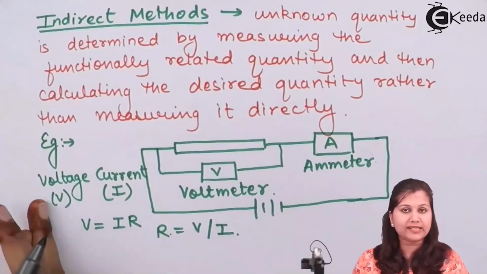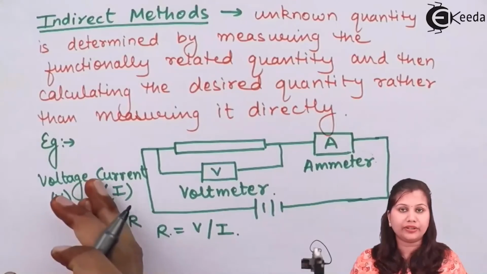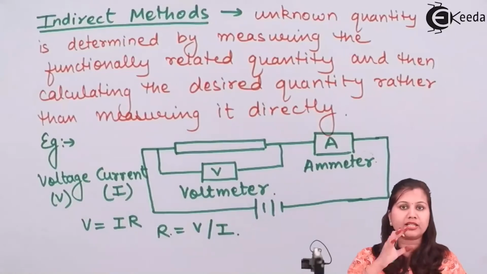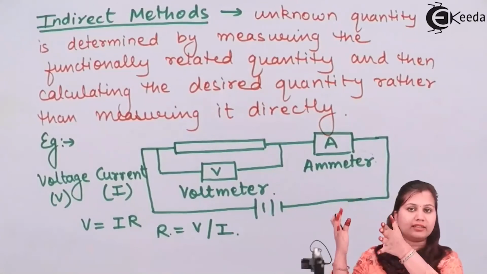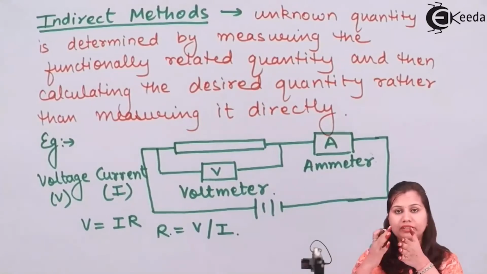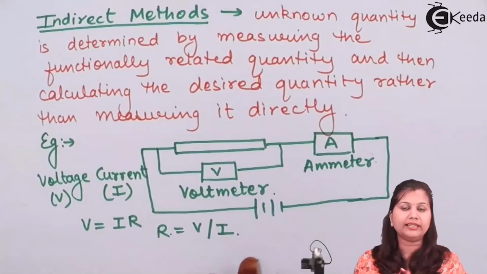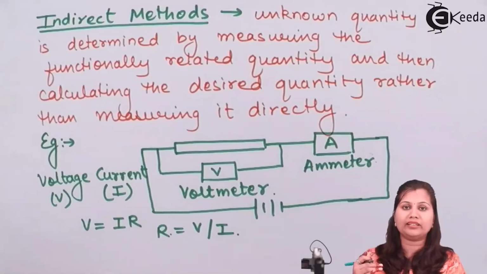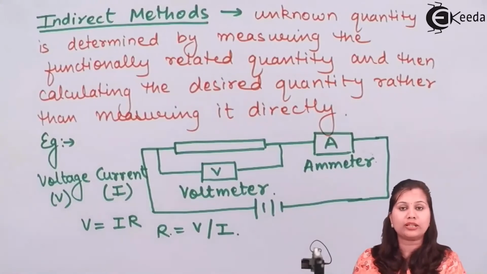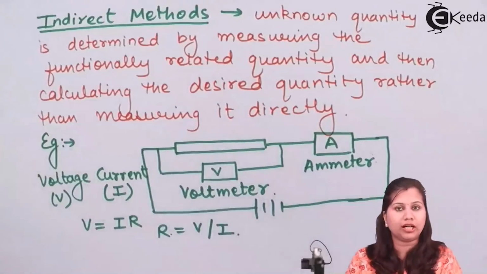So we have the voltage readings and the current readings. We will first form a table in which we have the voltmeter readings and the ammeter readings. Then we will divide the voltage by the current, and we will get the resistance readings, and then we will calculate the average of those readings. So that will be the resistance of the conductor.